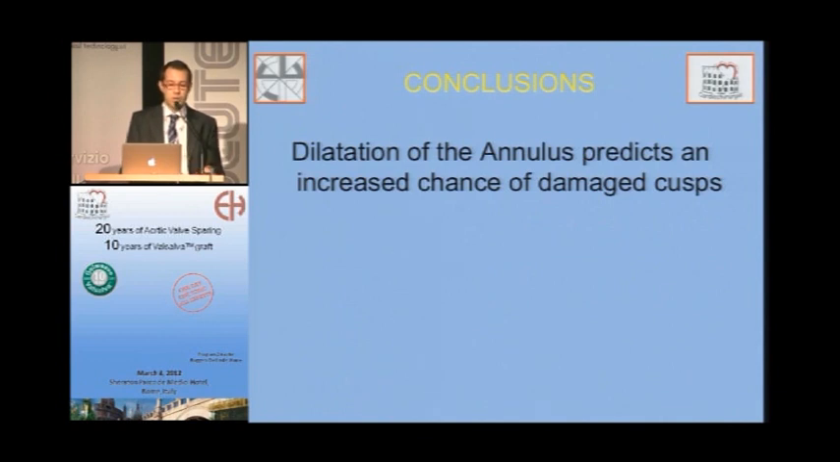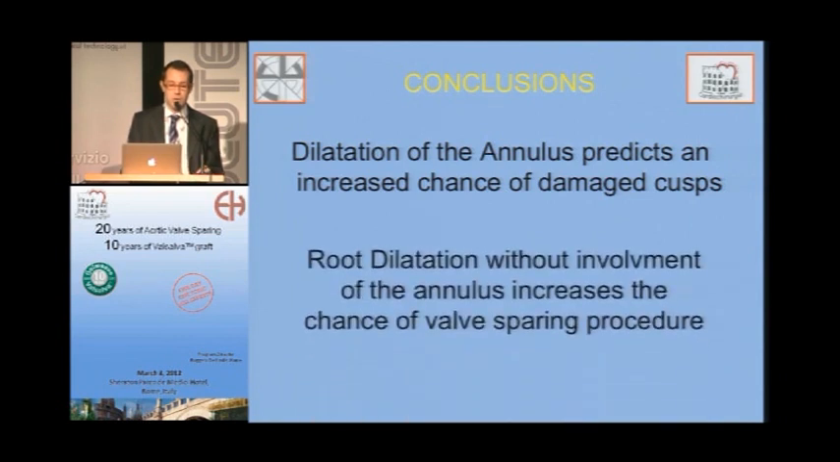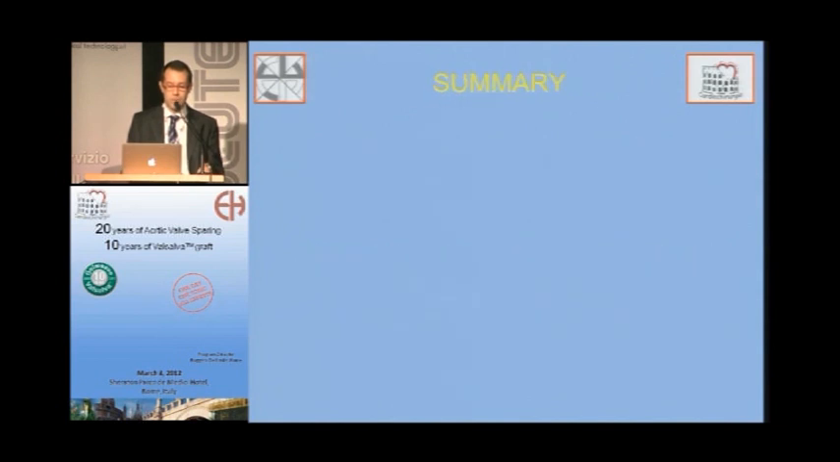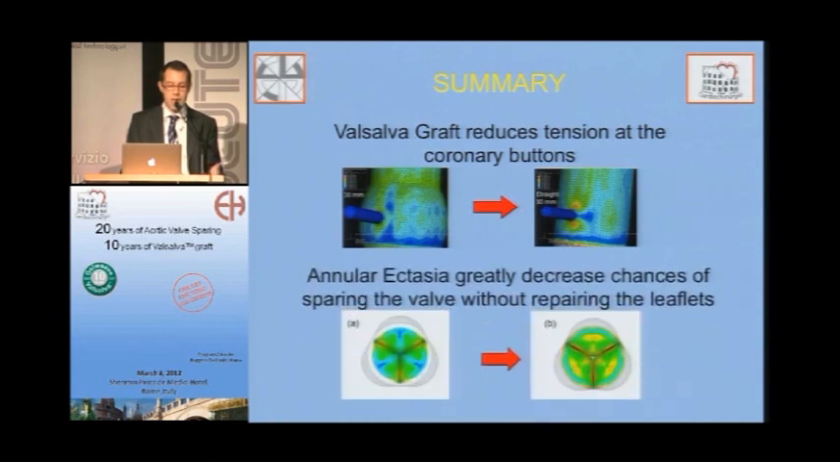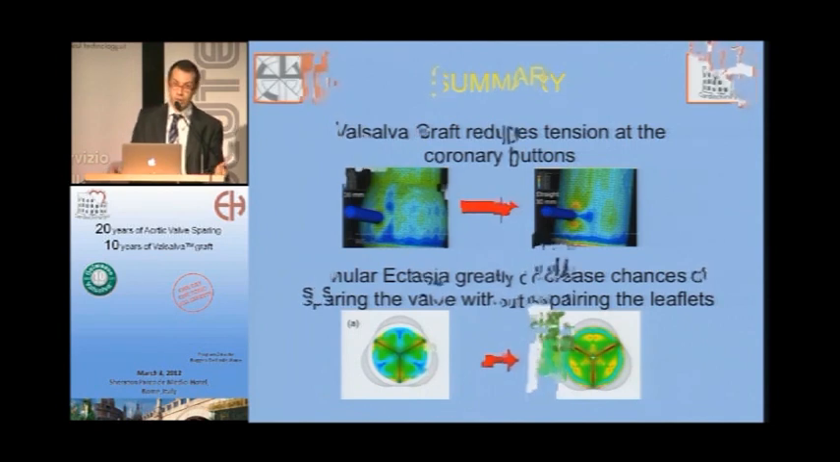I leave you with these conclusions. The dilatation of the annulus predicts an increased chance of damaged cusps. So root dilatation without involvement of the annulus increases the chance of a true valve sparing procedure. To sum up, we've been through these two formulas. The Valsalva graft reduces tension at the coronary buttons, and annular ectasia greatly decreases chances of sparing the valve without repairing the leaflets. Thank you.